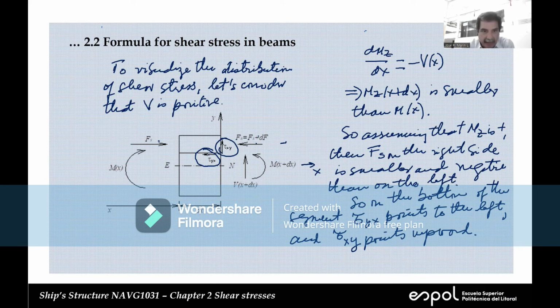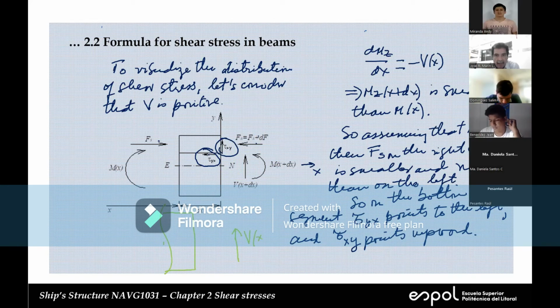So at the end, we're going to do that next session. If this is the section, here I have a shear force V. Here I have tau. So what we are going to do on Tuesday is to integrate this. We multiply tau by area and we integrate over the whole section. And we should recuperate V of X. Okay? But that's something that comes eventually.